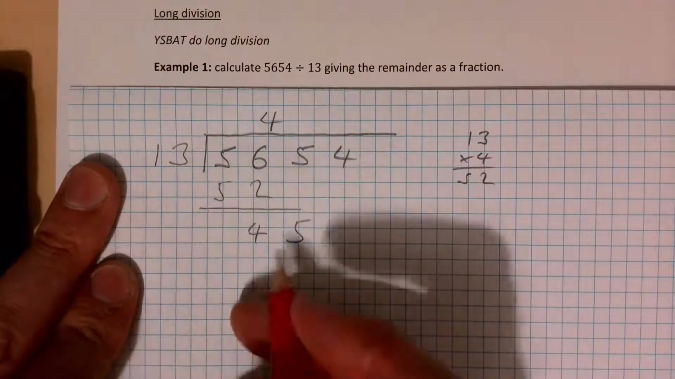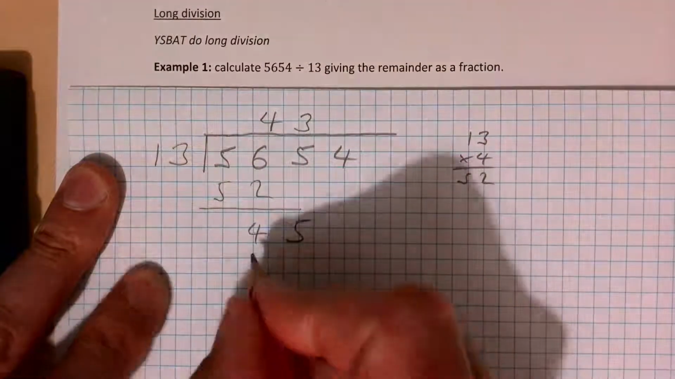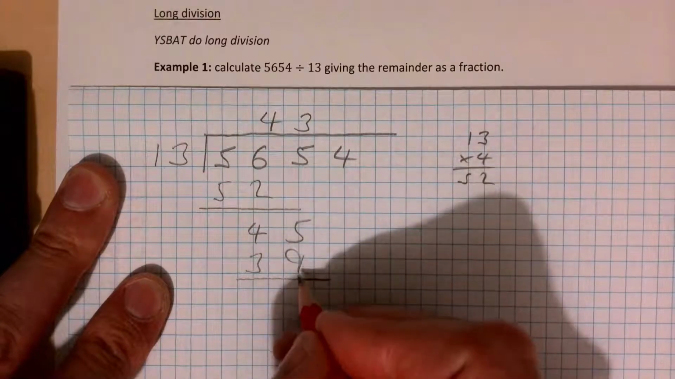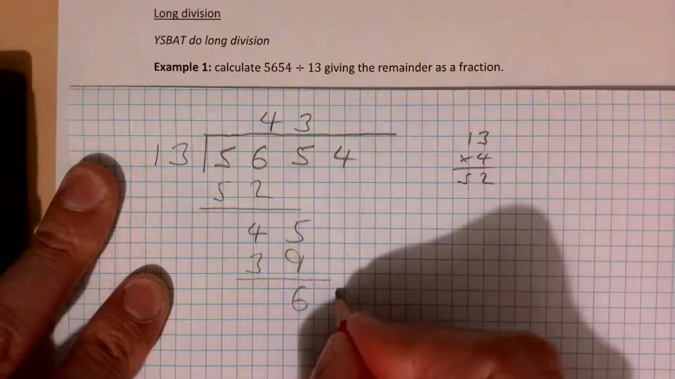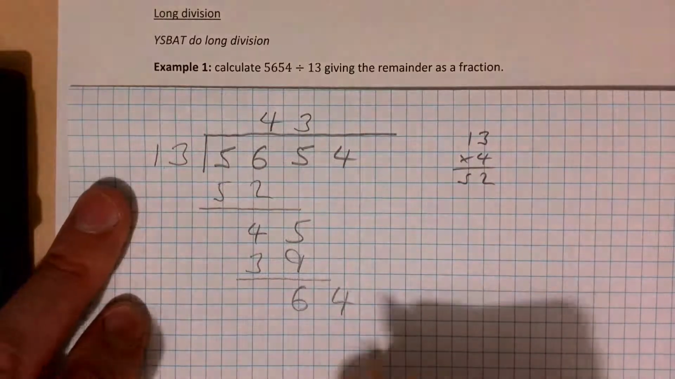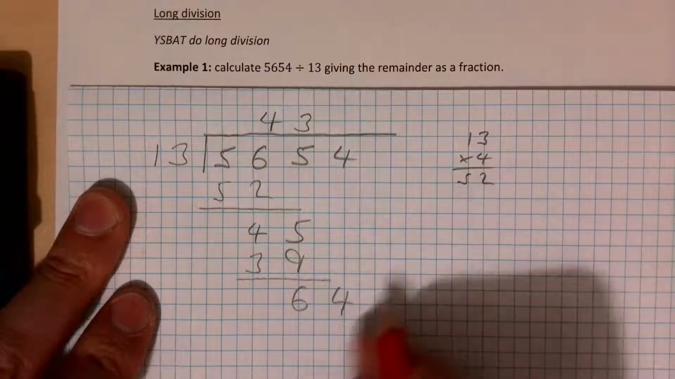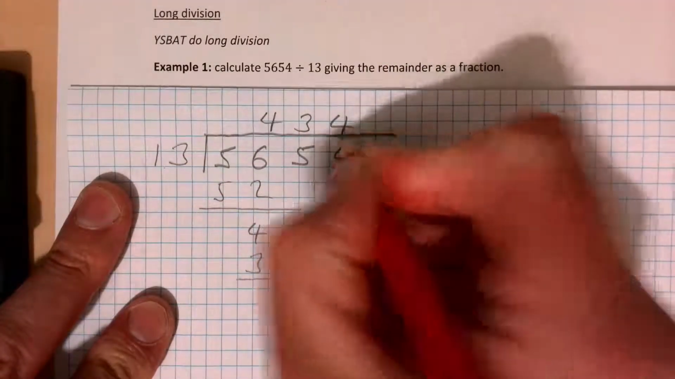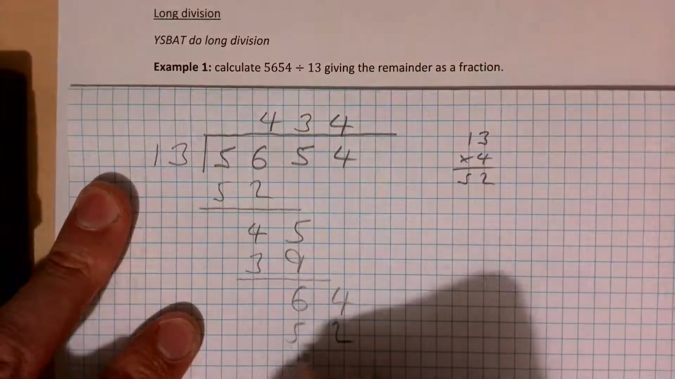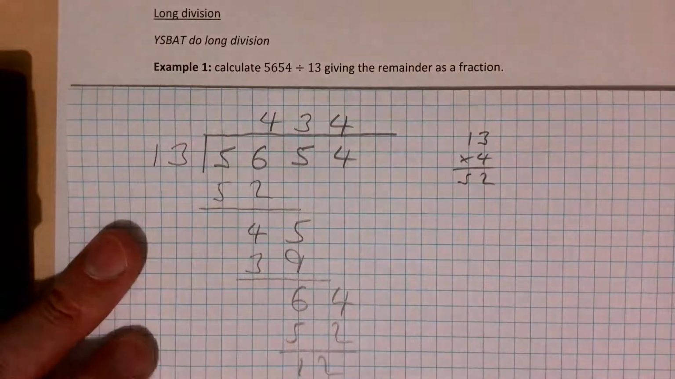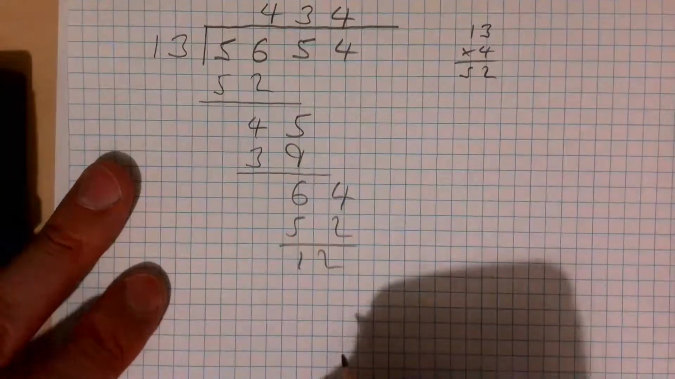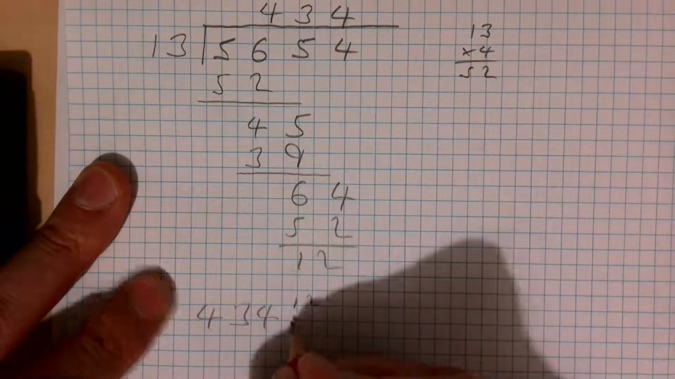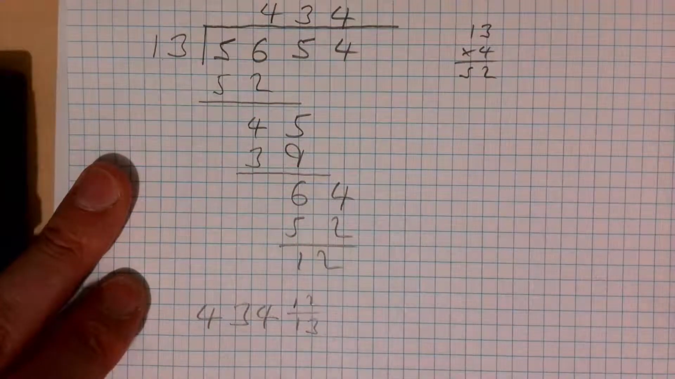3 13s are 39, so it's going to go 3 times. We subtract that, and that's going to give us 6, and we're going to bring down our 4. I happen to know that if you have 52 up here and you can't get another 13 into that, it's going to take you up to 65, so it's still going to be 4 times. 4 times 13 is 52, and my remainder then is going to be 12. So in this case, hopefully you can see that okay, the answer is going to be 434 and 12 13ths left over.